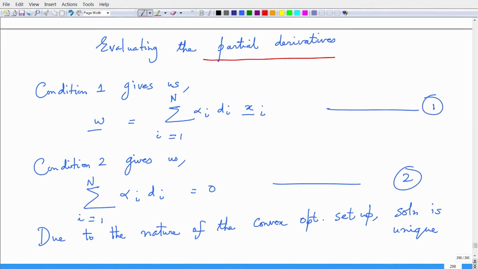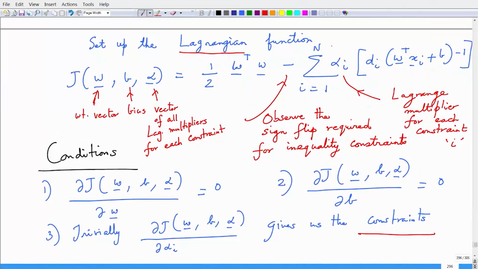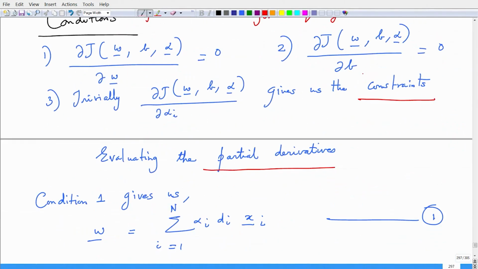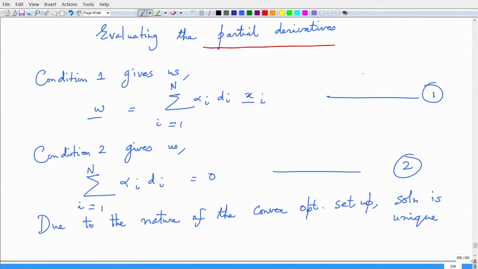Condition 2 gives me, when I take the derivative with respect to the bias, I just have to focus on the coefficients that stick before b, and they are alpha I and di. What I land up with is a summation I equals 1 to capital N alpha I di equals 0, right. That is my condition 2.